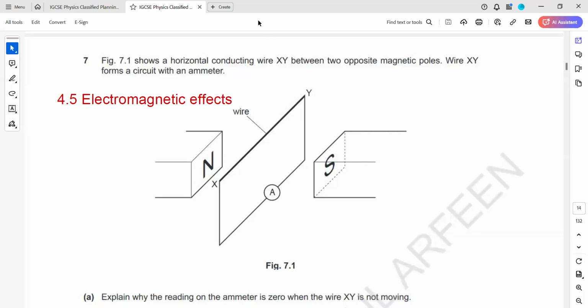We have an ammeter. So we should use the right hand rule. Why right hand? Because the simple way to identify it is, if you don't see a power supply, use the right hand. The right hand rule is used to find the direction of induced current, and the left hand rule is used to find the force on the wire which is carrying the current.